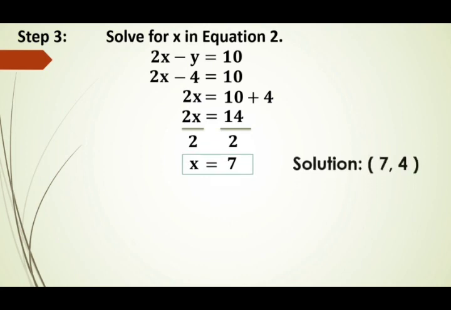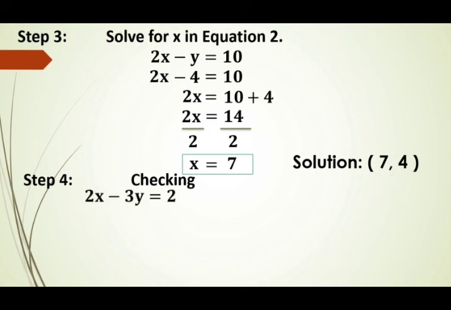Thus, our solution is ordered pair 7, 4. Take note, dapat laging mauuna yung value ng x bago yung value ng y. Huwag tayong malilito doon. Step 4. Let's check if 7, 4 is really the solution of the system. First equation, 2x minus 3y equals 2.